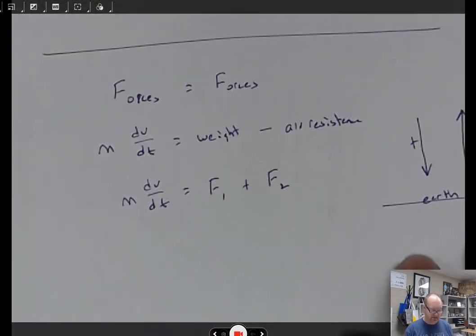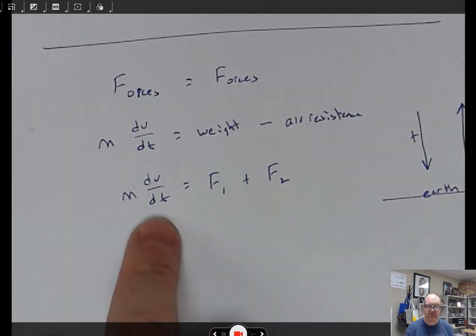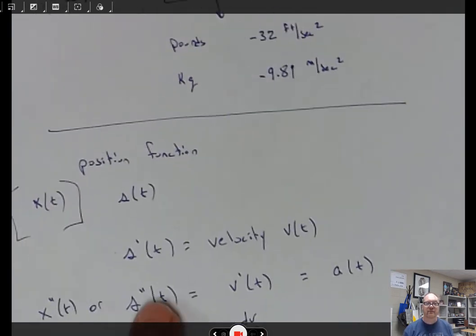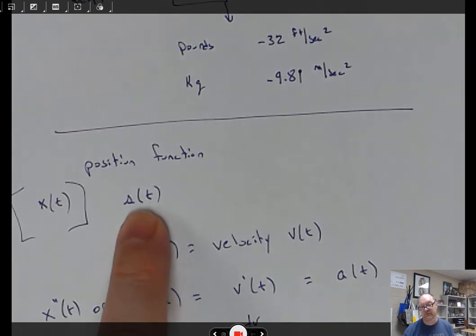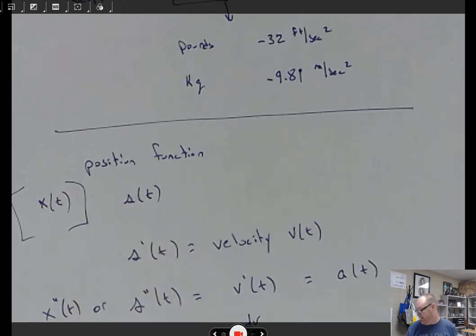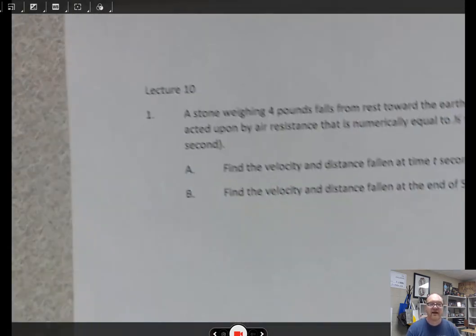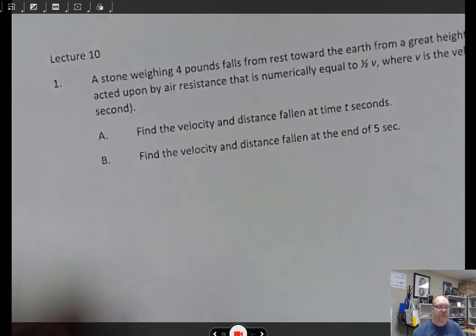I'm ultimately trying to model the change in velocity, so I'll get an expression for velocity at time t, v of t. But I may also ultimately be interested in position, in which case I would need to integrate a second time. So you may want to pause this and go back and think about all of those ideas, but with all of those things circulating in our minds, let's look at lecture 10 and problem number 1.